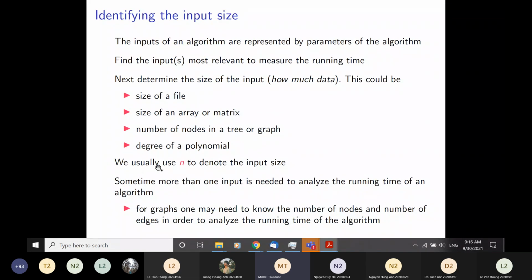To make things easier, we are going to say that the input size is n, and describe the size of the input. And again, if we are trying to sort an array, the input size will be described as the number of integers, and we are going to abstract this by n.